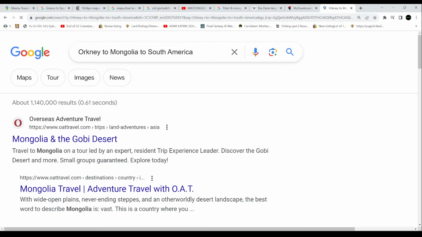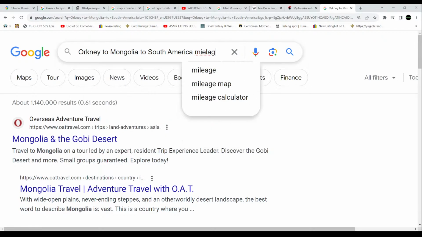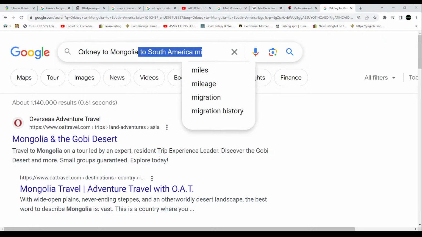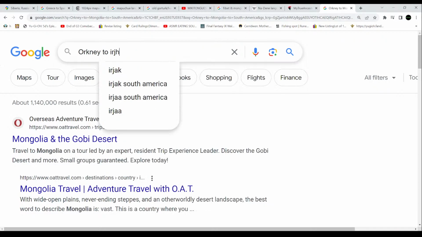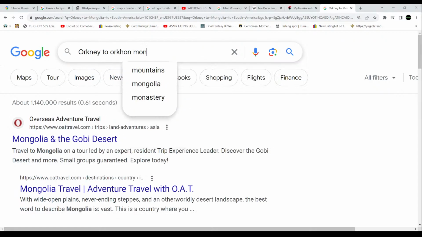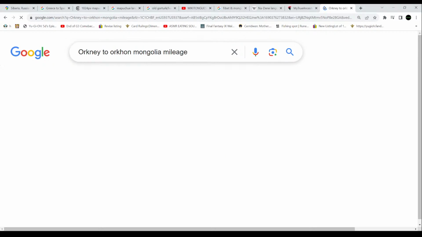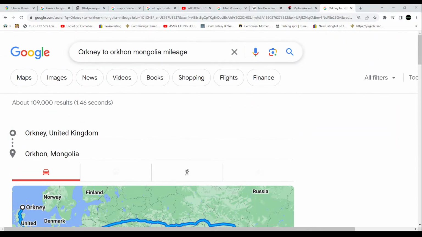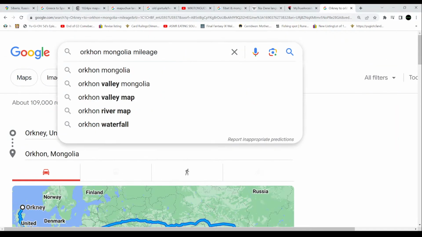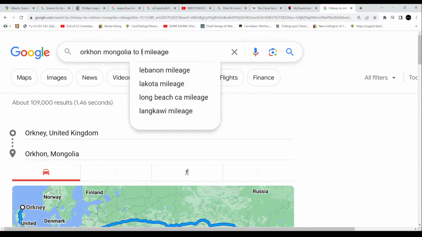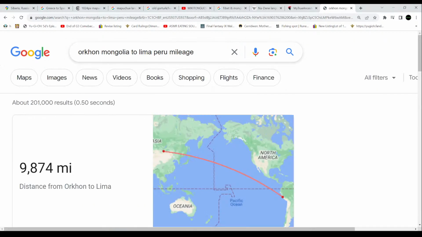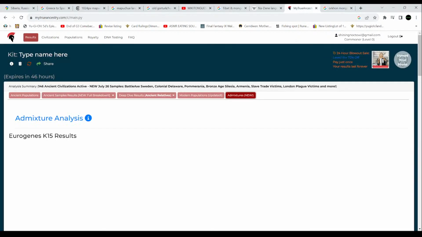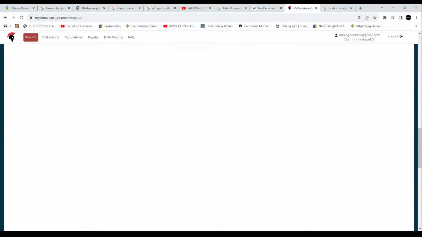Let's see how far this is in mileage. Let's do Orkney to Orkhon, Mongolia. Let's see the mileage there. So this would have been 6,000 miles. And then let's do Orkhon to Lima. So this would have been at least a 16 or even 20,000 mile migration over thousands of years. Yeah, that's my guess.